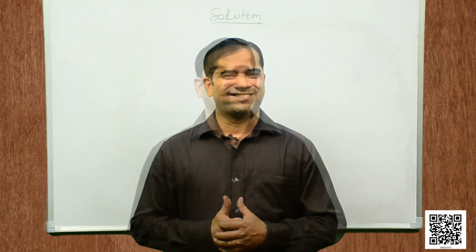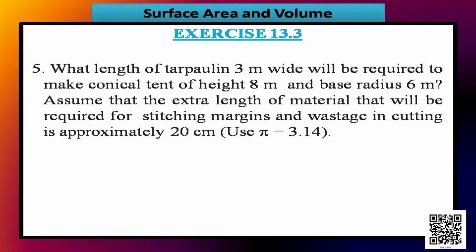So, let's begin. Students, let us now solve question number 5, exercise 13.3. It says, what length of tarpaulin 3 meter wide will be required to make a conical tent of height 8 meter and base radius 6 meter. Assume that the extra length of material that will be required for stitching margins and wastage in cutting is approximately 20 centimeter. Here we will take the value of pi as 3.14 as it is instructed in the question.